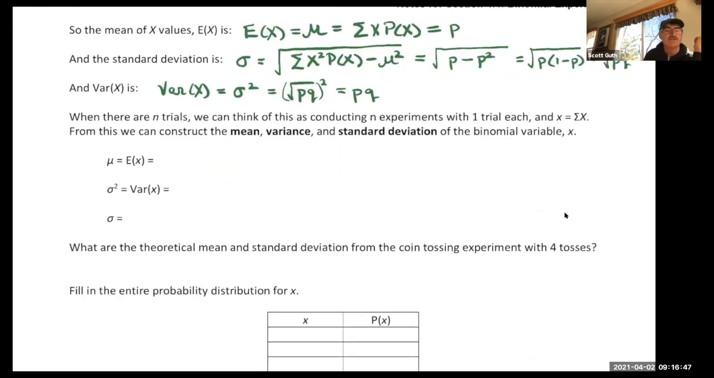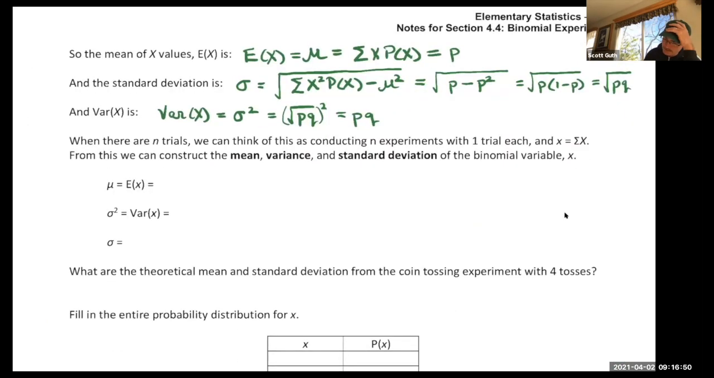Okay, so the idea here is, let me just read this because I don't think I'm going to be able to say it better than how I wrote it. When there are n trials, and again, this is from 1 trial, okay? When there are n trials, we can think of this as conducting experiments with 1 trial each. So the total number of successes, that's little x, is the sum of the successes in the individual trials, okay? So little x is going to be the sum of the successes in individual trials.